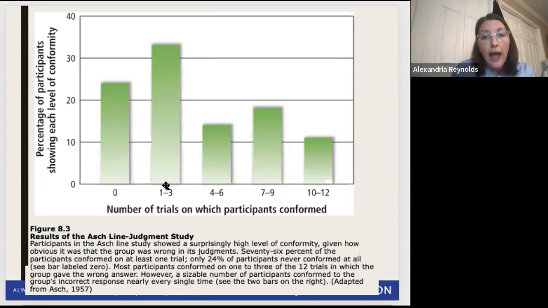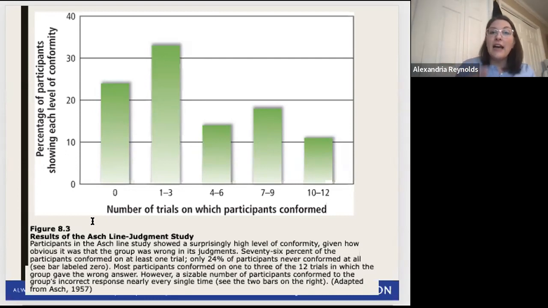Okay. And looking at the breakup of trials, only about 24% of participants never conformed, even on any trial. They said, no, the answer's 2, and they gave it correctly every single time. So out of all of the trials, less than 25% of people will not conform. No. That is the wrong answer. I don't care what those people are saying. This is the answer. Okay.